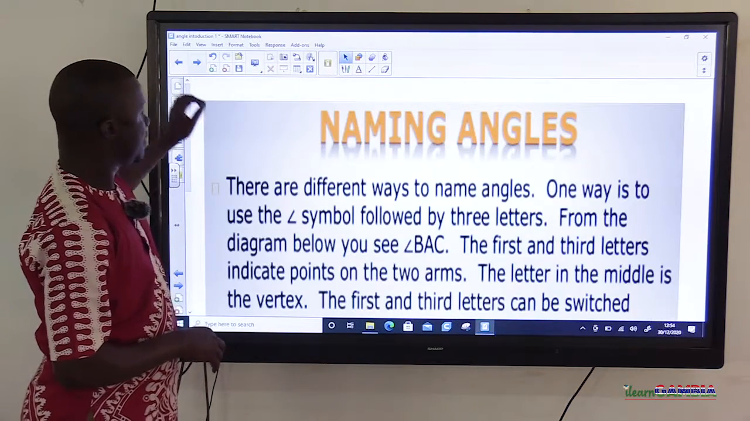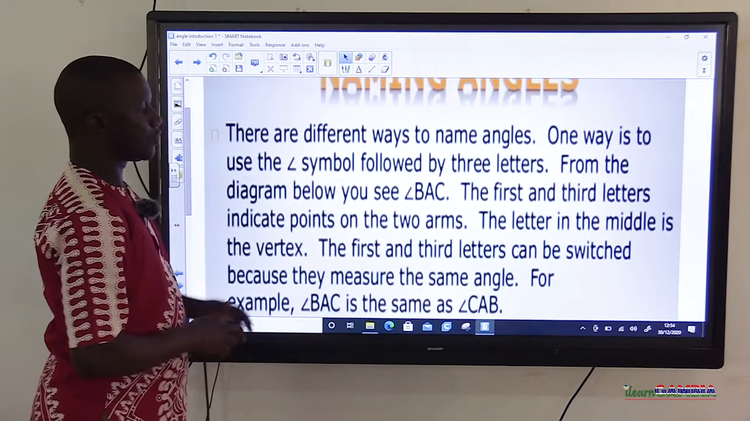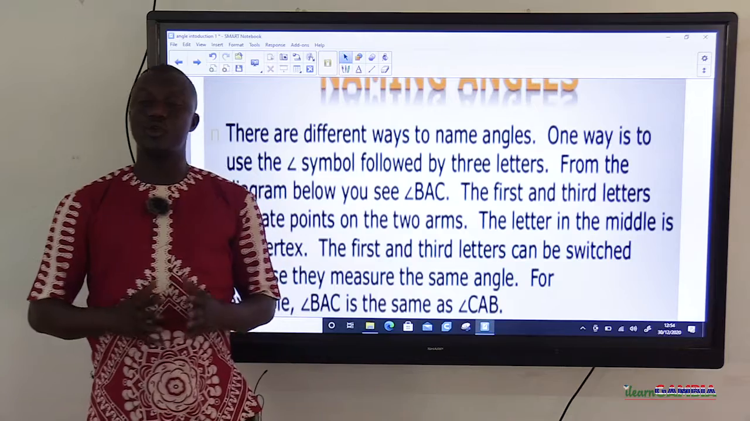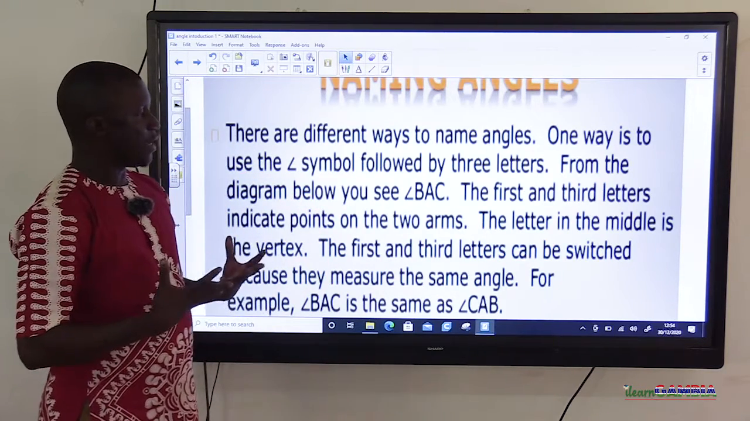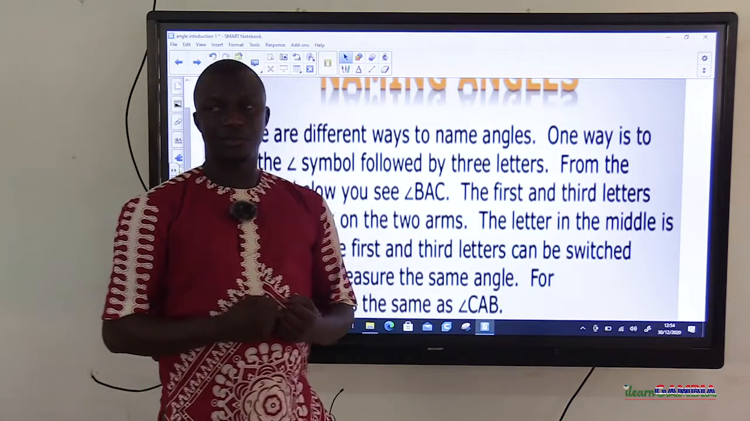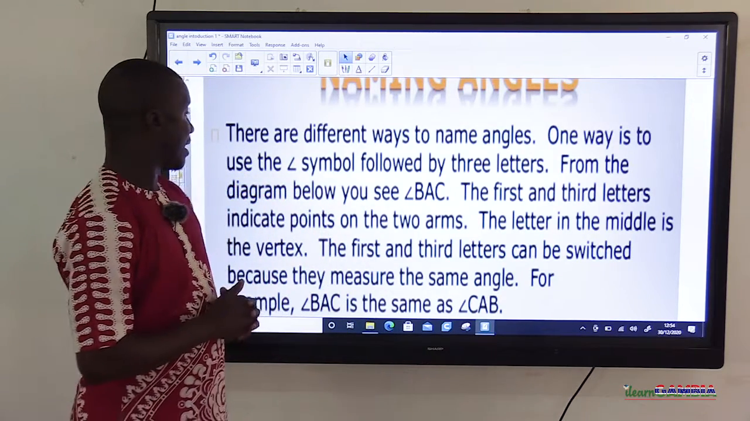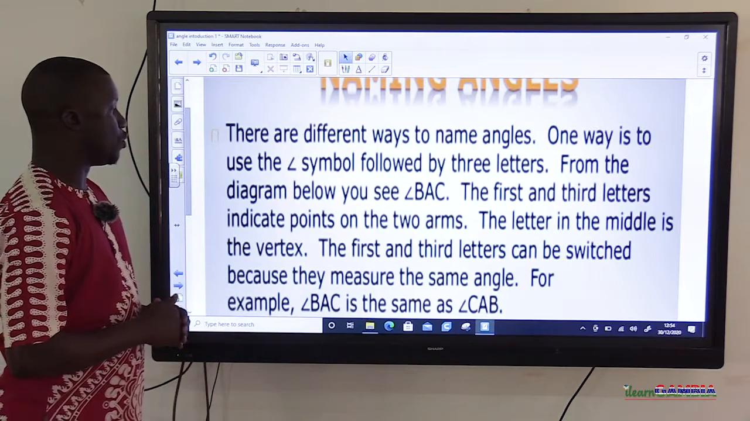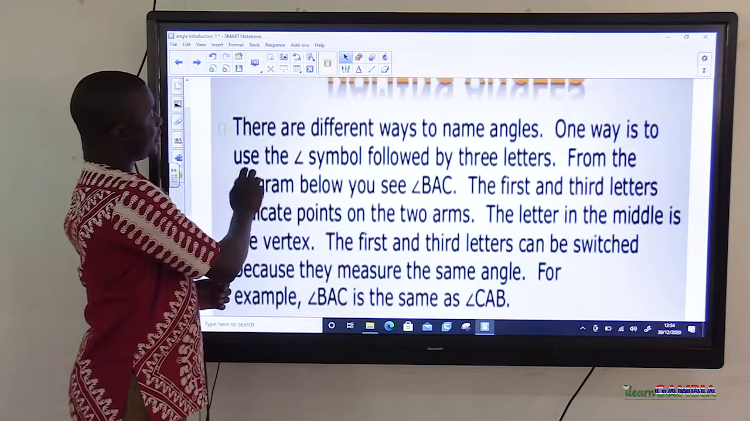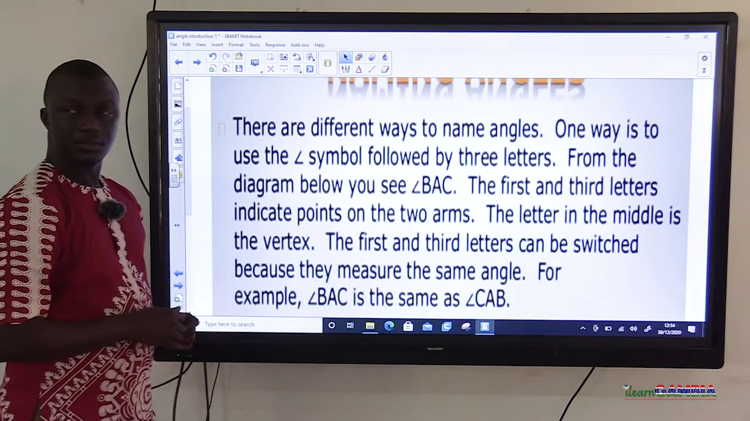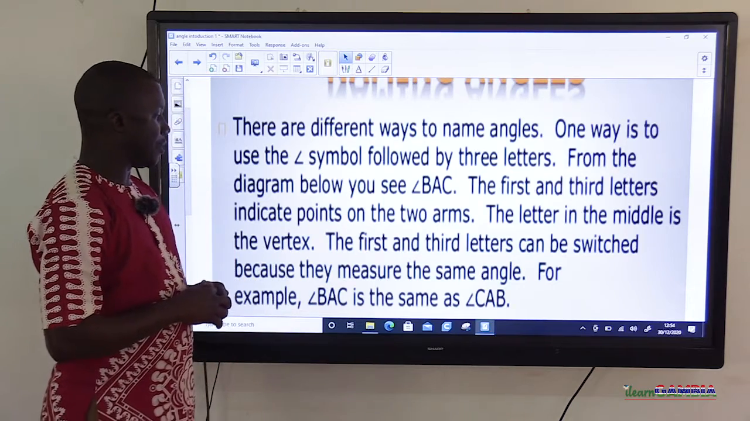Now, naming angles. How do we name these angles? There are different ways to name an angle. There's not only one way. One way is to use the symbol. This symbol here denotes an angle, followed by three letters from the diagram below.